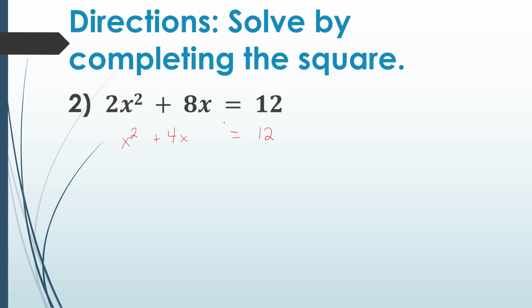And so now we want to find our perfect trinomial. Half of 4 is 2. 2 squared is 4. So we're adding 4 to that side, adding 4 to this side. That'll give me 16 is equal to. Our perfect trinomial is going to be x plus 2 squared. We'll take the square root of both sides. x plus 2 is going to be equal to plus or minus 4.